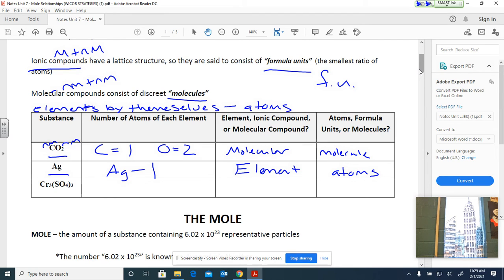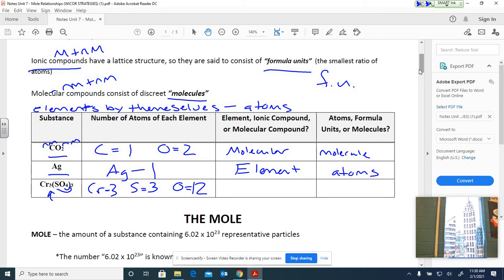And this last one, chromium sulfate. So we have Cr, we have S, we have O. Trying to figure out how to count these. So chromium has a 3, so there's 3 of them. Sulfur has a 3 outside in parentheses that goes to both of them and multiplies with the subscript that they have. So 3 is multiplying by, we can't see it's a 1, but it's understood there's at least one of them. So 3 times 1 would be 3. So there's 3 sulfurs. And then oxygen has a 4, so 3 times 4 is 12. So there's 12 oxygen atoms inside that overall compound.